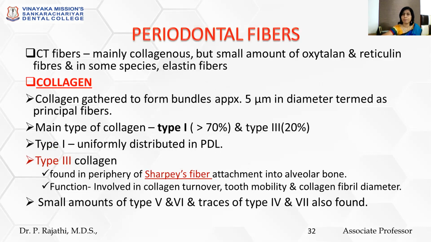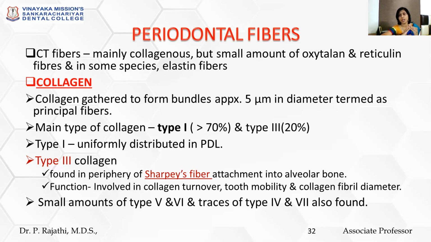Now let's talk about periodontal ligament fibers. The connective tissue fibers of the periodontal ligament are mainly composed of collagen. A very small amount of oxytalan fibers and elastin fibers are also present here. Let's talk in detail about collagen fibers. Collagen is in the form of bundles approximately 5 micrometers in diameter, and these fibers are termed the principal fibers of the periodontal ligament.